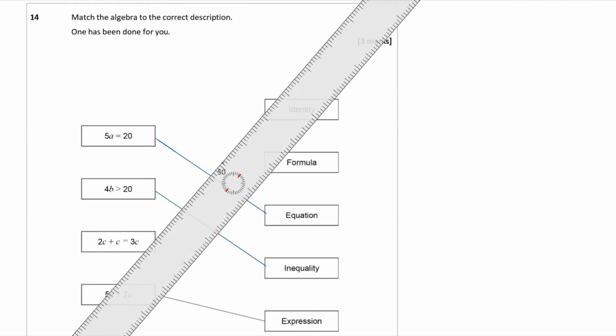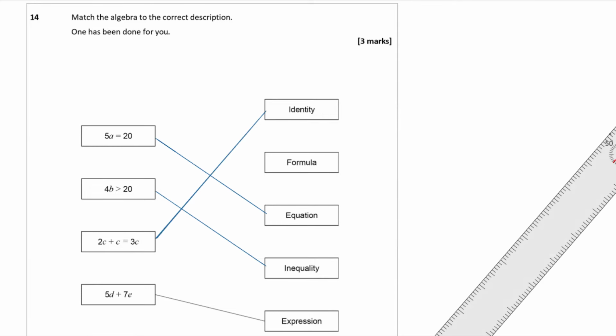Now, the difference between an equation and an identity is that an identity is always true. So it doesn't really matter what the value of c is, it's going to be true. If c was 2, then 2c plus c would be 4 plus 2, and that's going to be equal to 3c, which is 6. But it would be equally true if c was 100 or c was 1000. Whereas 5a equals 20 is true when a is 4 and for no other value. Okay? So 5a equals 20 is an equation because it's only true for some values. 2c plus c is equal to 3c is an identity because it's true for all values.